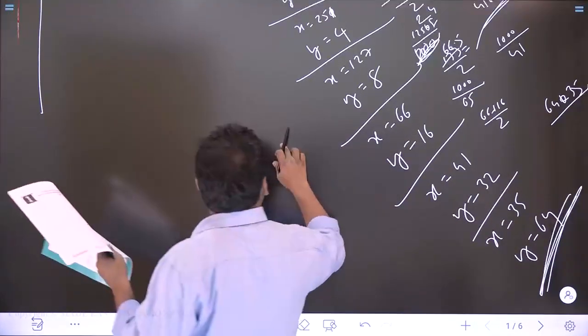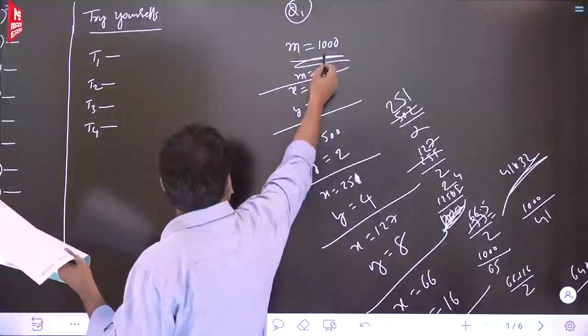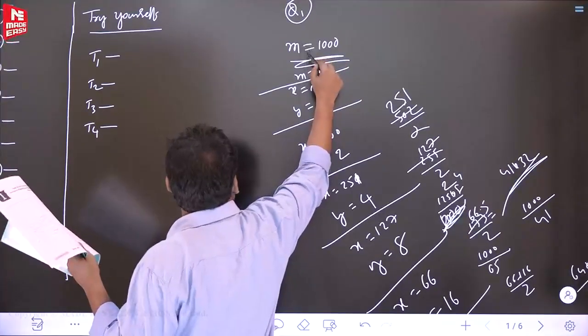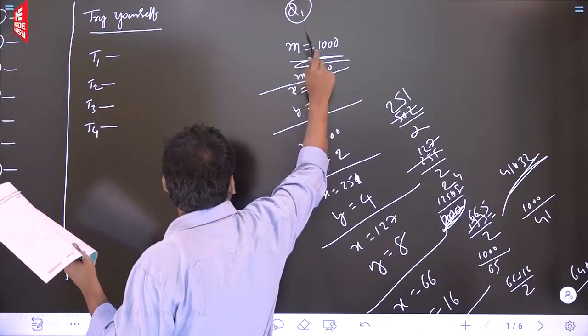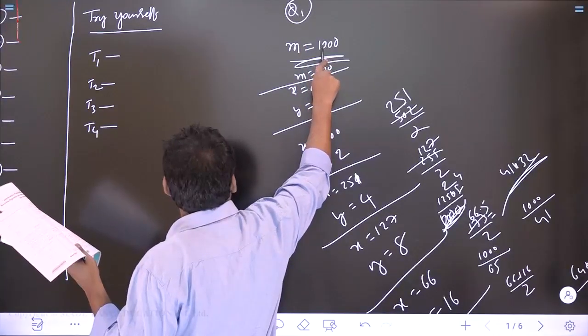Those people who are having a small doubt also, just take some m value, a little bit bigger. I said to you how to select also: no two options should give the same answer. Select the m value in such a way that no two options give the same value.